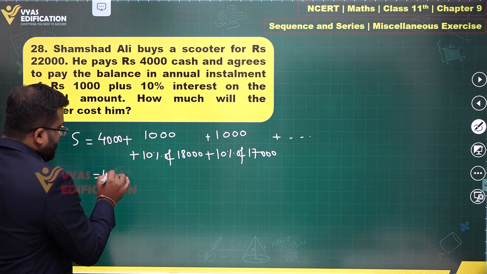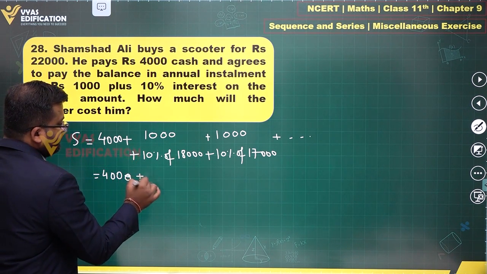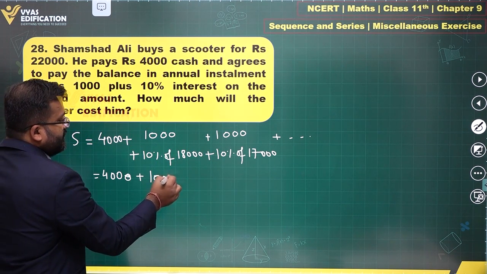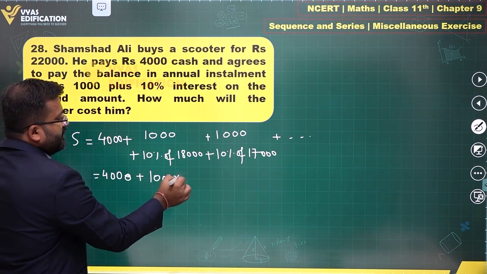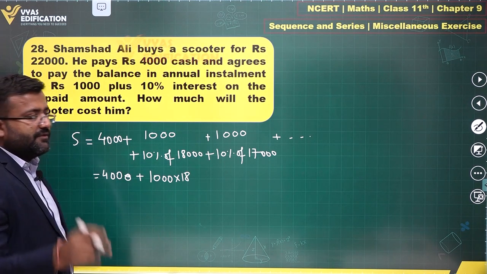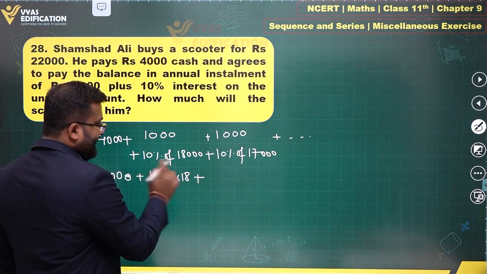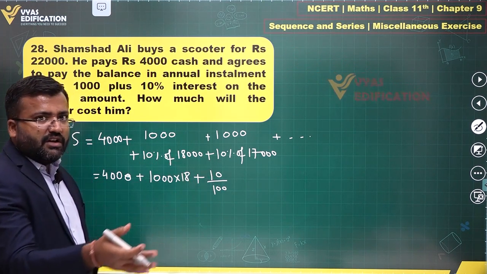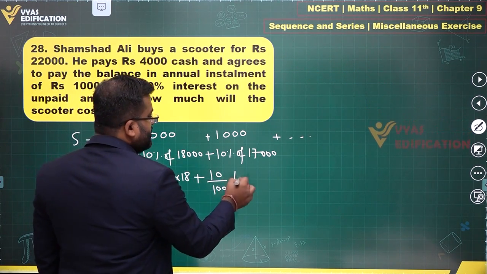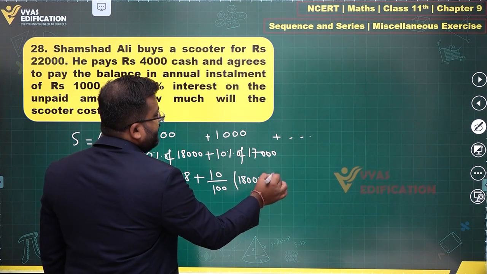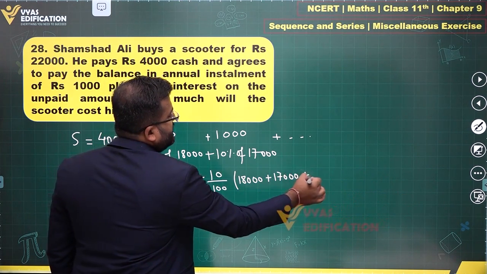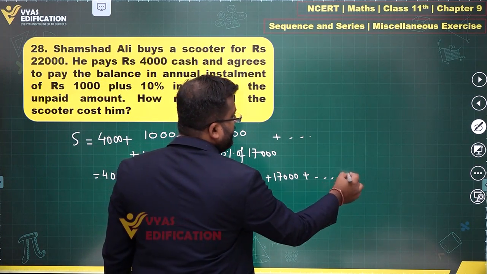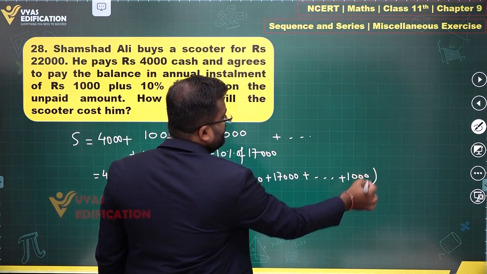So this is 4,000 plus, you can take out 1,000, 1,000, 1,000. How many times will the 1,000 occur? There are a total of 18 terms remaining, so 1,000 into 18. Plus 10%, which is 10 upon 100, of 18,000, of 17,000, of 16,000, and so on and so forth. So you'll have 18,000 plus 17,000 plus so on and so forth, 18 terms in all. The last term will be 1,000 basically. This is what you get.